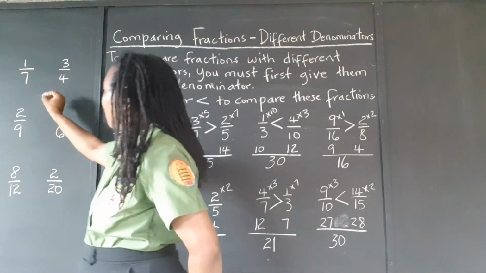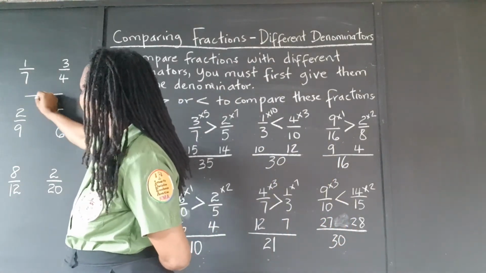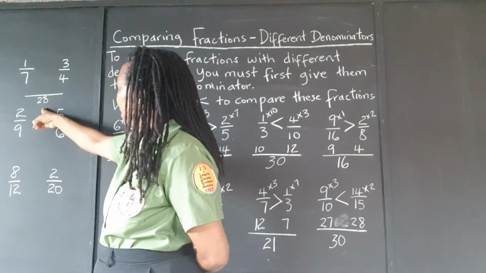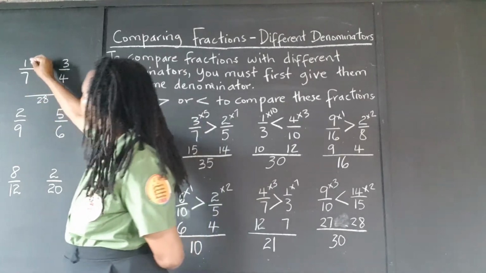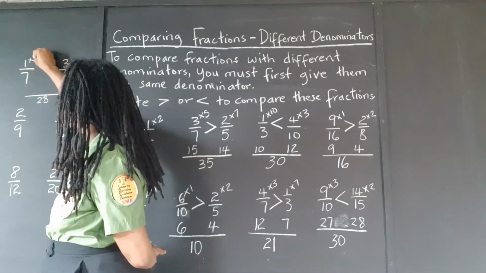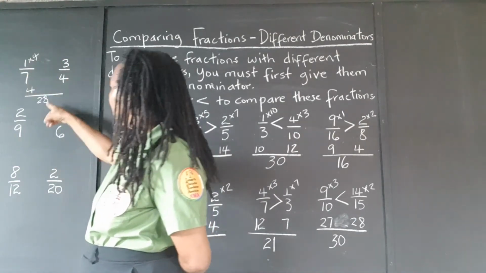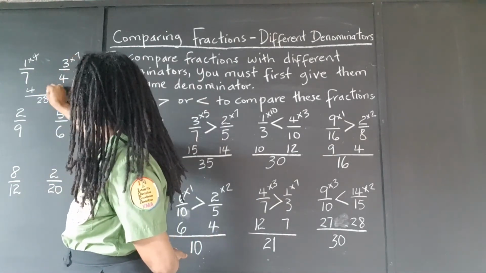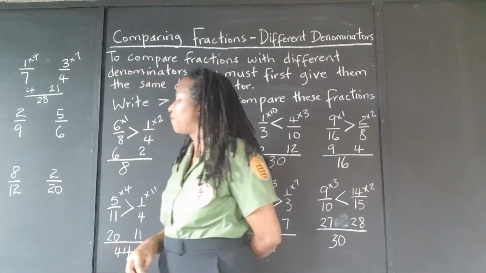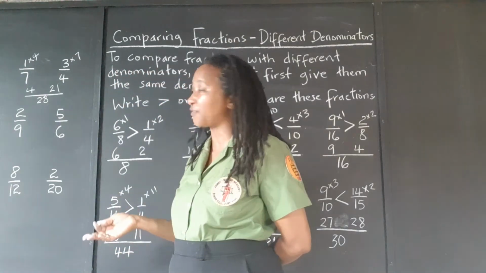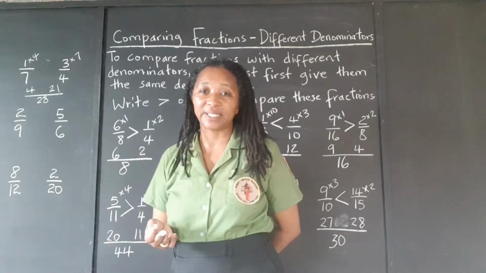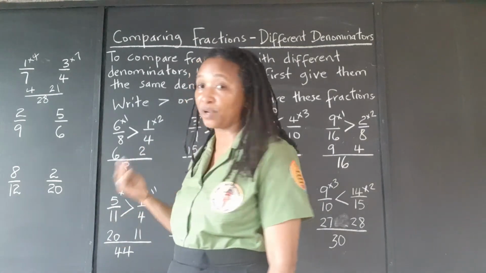The LCM of 7 and 4 would be 28. 7 goes into 28 4 times. 1 times 4 is 4. 4 goes into 28 7 times. 3 times 7 would be 21. 4 over 28 is an equivalent fraction of 1/7. And 21 over 28 is an equivalent fraction of 3/4.